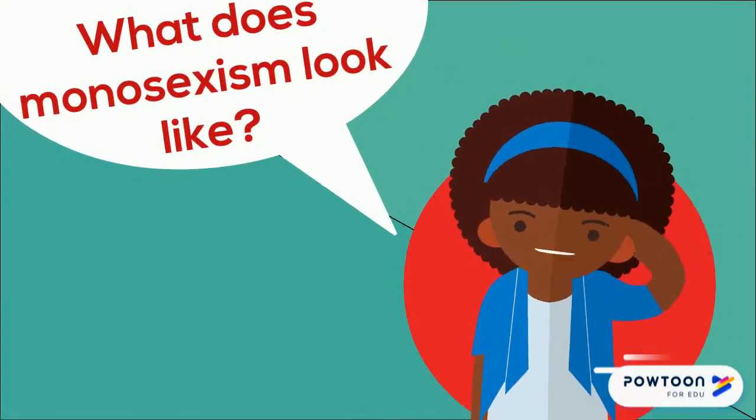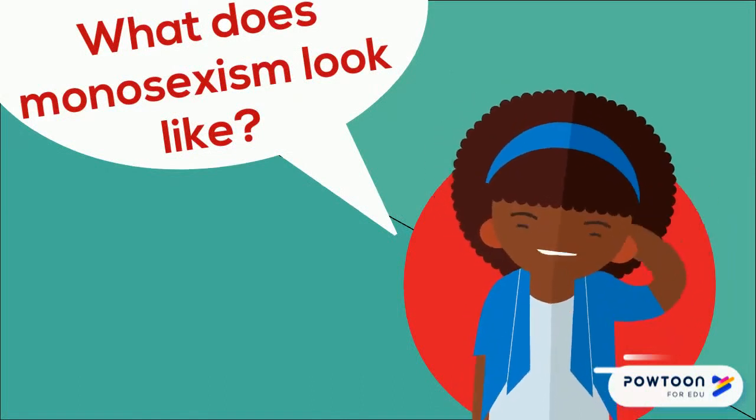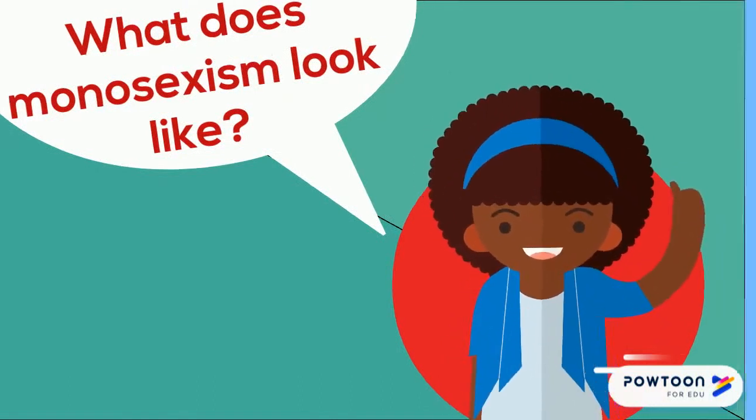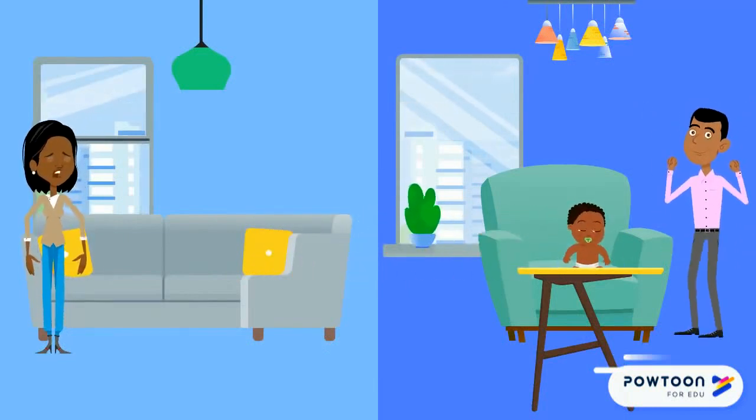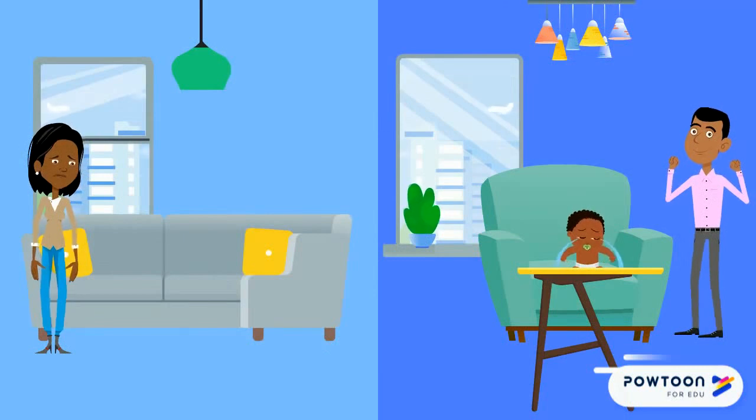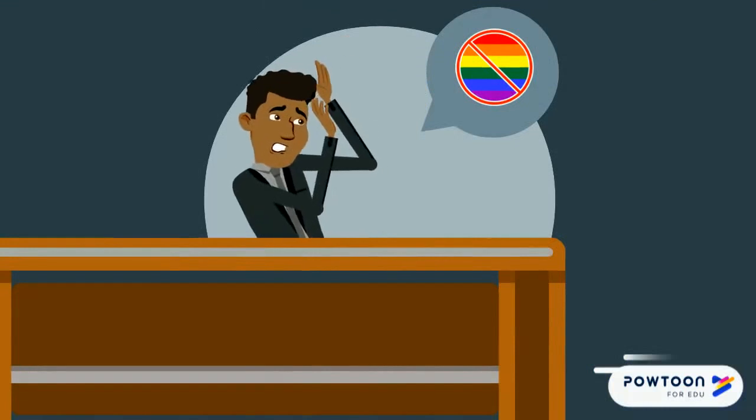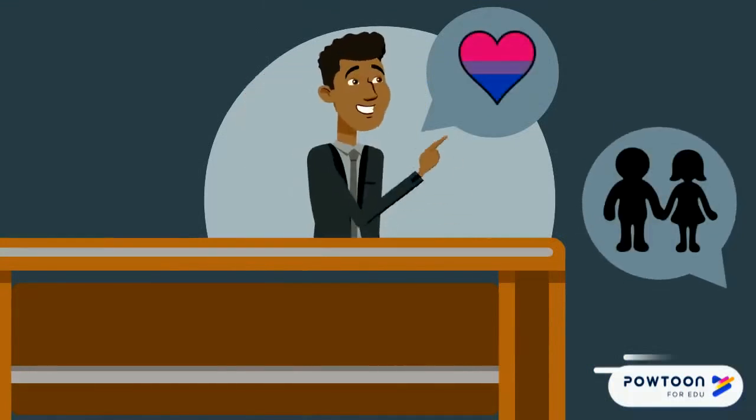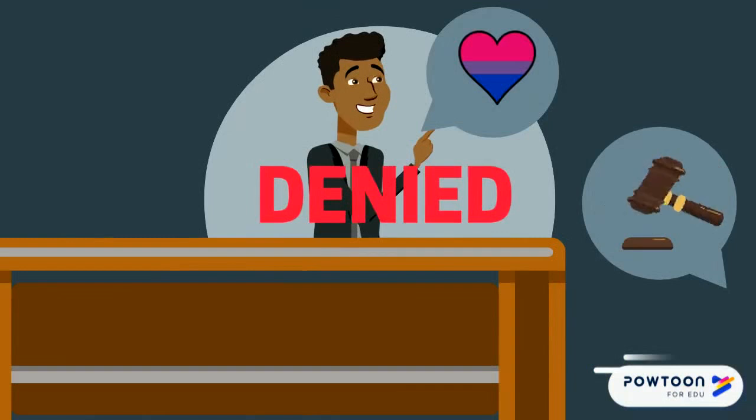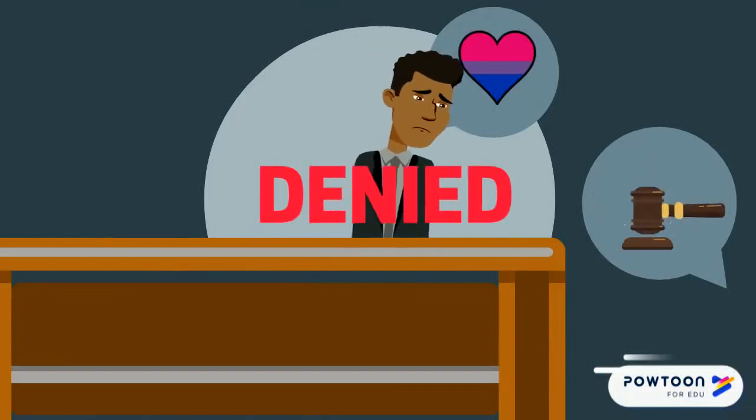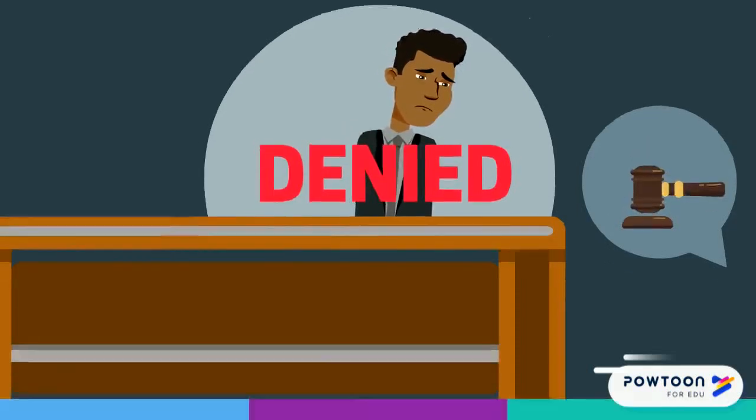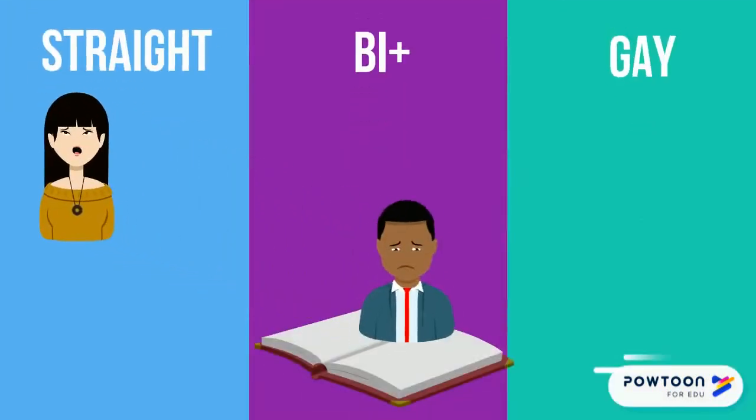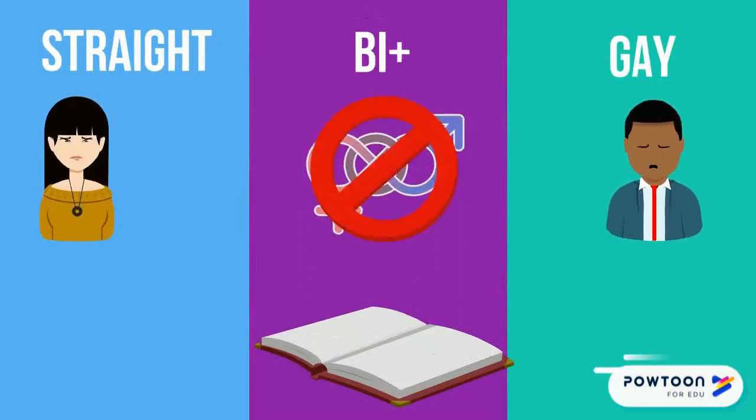So what does monosexism look like? It can look like bi parents losing custody of their children to straight exes because the courts deemed them untrustworthy due to their bisexuality. Governments refusing the asylum claims of bisexual plus people seeking to escape anti-LGBTQ plus persecution because they aren't gay enough. Or erasing the multigender attractions of historical figures.